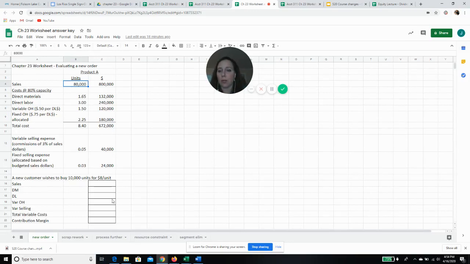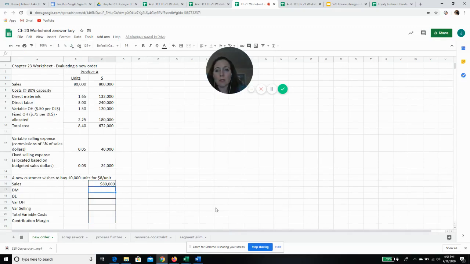for $8 a unit. Okay, so our sales would be 10,000 units if we got into this deal times $8 a unit. So we would have additional sales. Oh, we're going to want to format that. Let's just make it dollars. Okay, so we would make an extra $80,000 in sales.